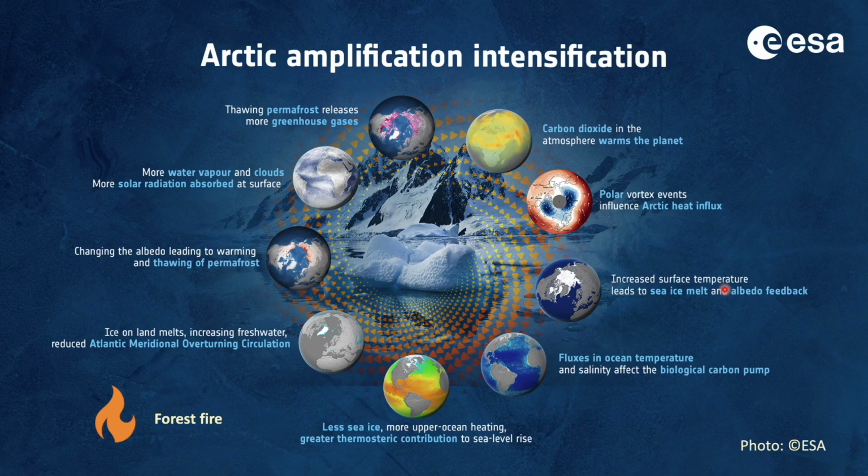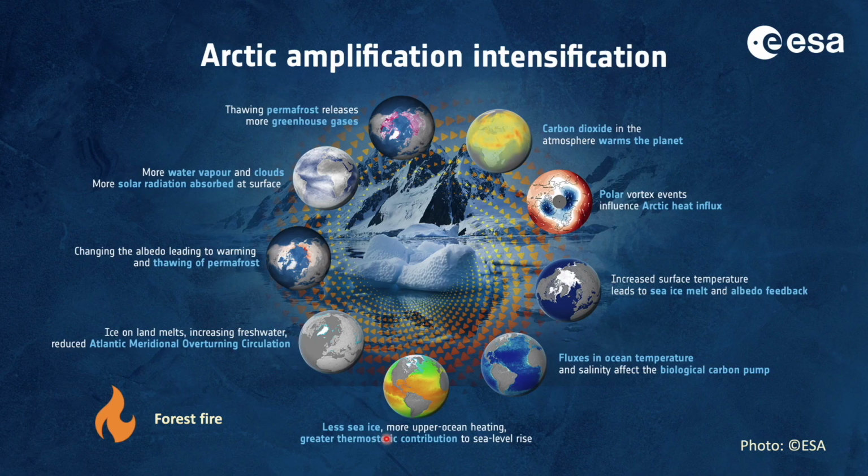So that increases the temperature of the ocean. So that in turn melts even more ice. So there is a positive albedo effect that happens because of the temperature rise. And the fluxes in the ocean and atmosphere and the salinity affect the biological carbon pump. So we will study ocean acidification in the later part.